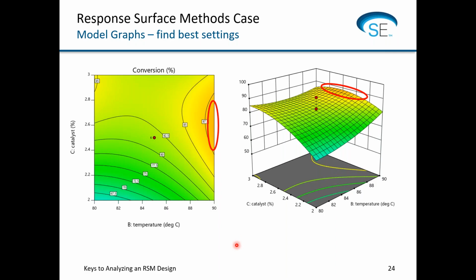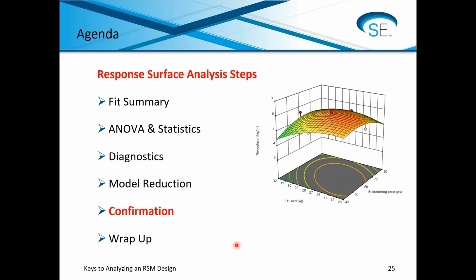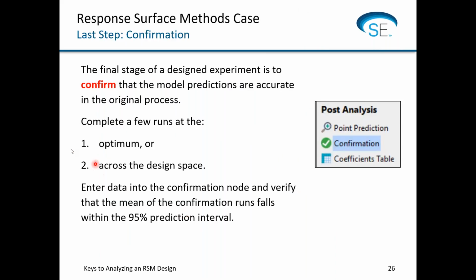Now, many of you guys stop at this point. You know, you find your best settings and say, okay, this is where I end. There is a critical next stage. Your final step should actually be confirmation runs. And Design Expert provides a place for you to put the confirmation runs. So the final stage is to confirm that the model predictions are accurate in your original process.